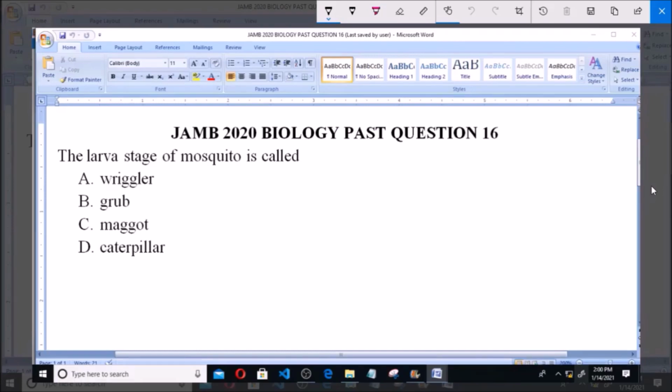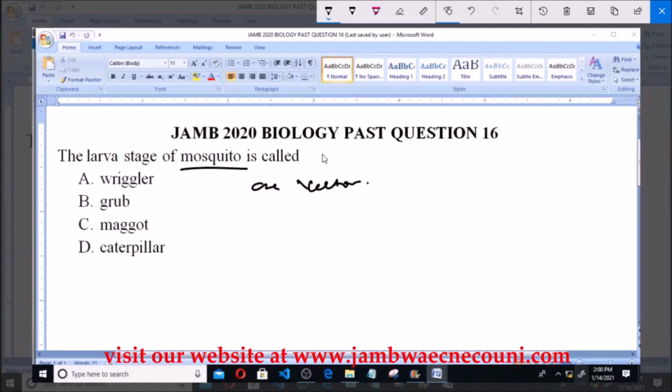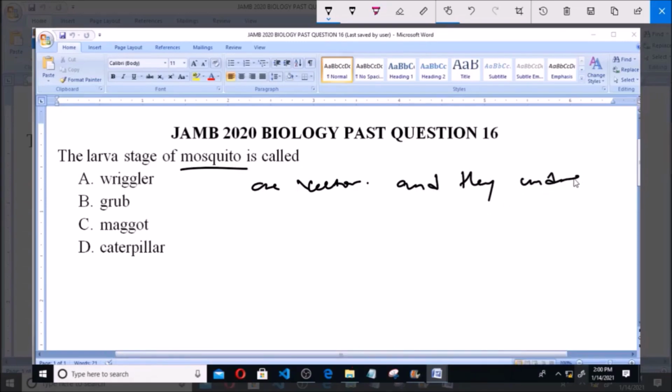The larva stage of mosquito is called A. Wriggler, B. Grub, C. Maggots, and D. Caterpillar. Now, like we know, mosquitoes are vectors. That is, they are disease-carrying organisms. They are vectors, and they undergo what you call complete metamorphosis. They undergo complete metamorphosis, unlike cockroach that undergo incomplete metamorphosis.